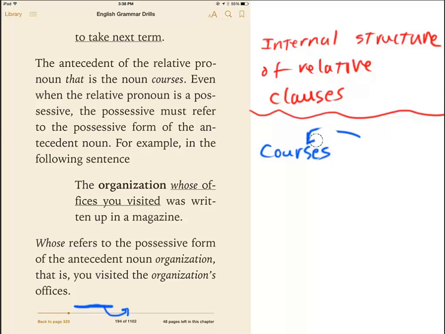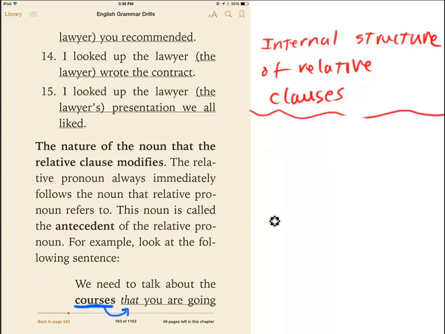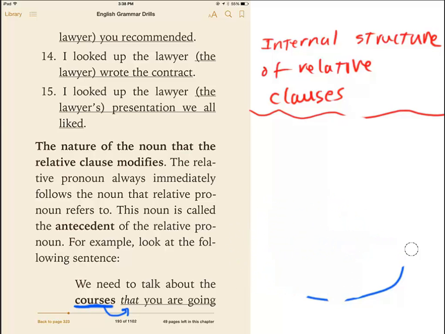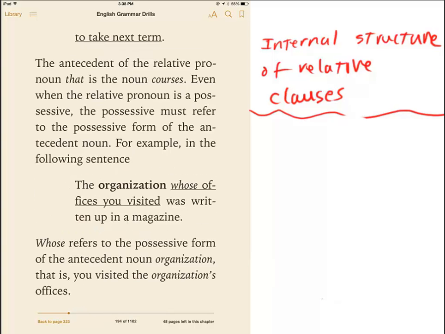All right, and because it's not human, my adjective clause needed to begin with either that or which. This is a little technical, so I don't know if we're going to really get into that. So you can just put all of them as that. It's going to sound correct all the time if you use the word that. We might change that up later, but right now that's what we're going to do. There is a difference between when you use them, but I don't know if we're going to go that far. It says the antecedent of the relative pronoun that is the noun courses.